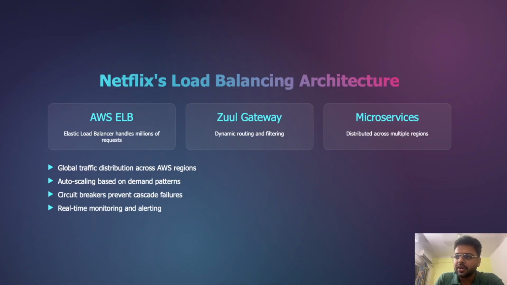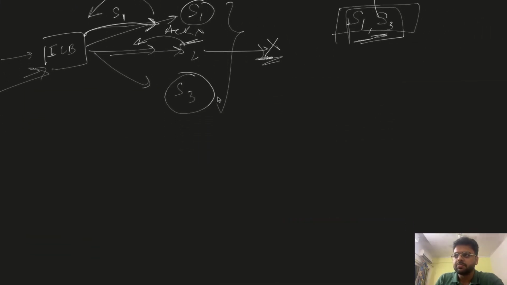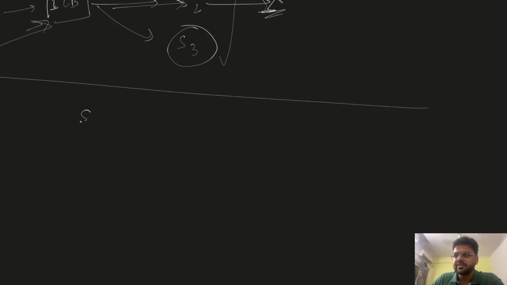Now let's see what auto scaling is and how it is used. Let's understand this with an example. Let's suppose Netflix currently has 3 servers, S1, S2 and S3, just for an example, and this is a load balancer, and they are currently handling 100 requests per second.